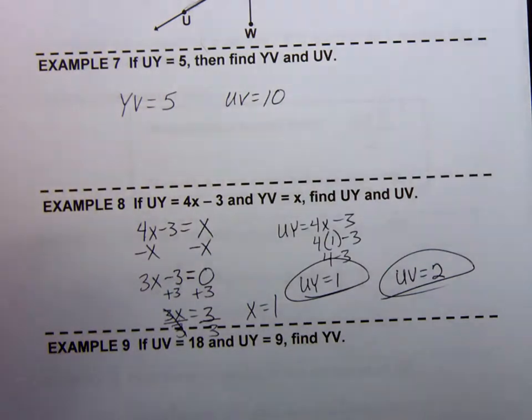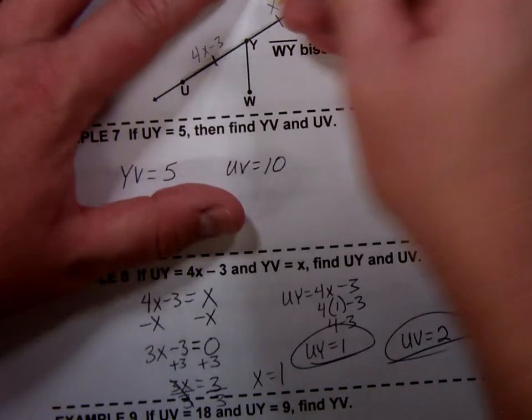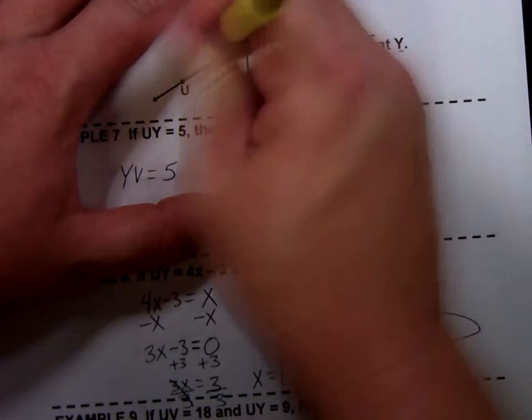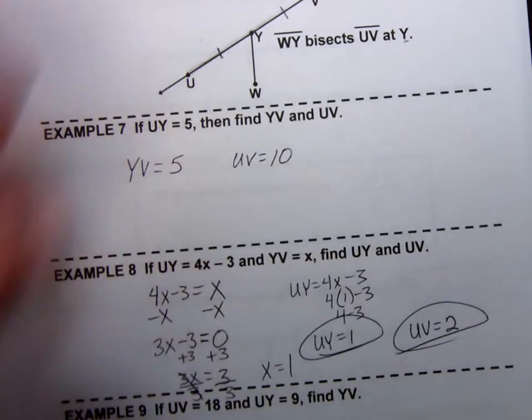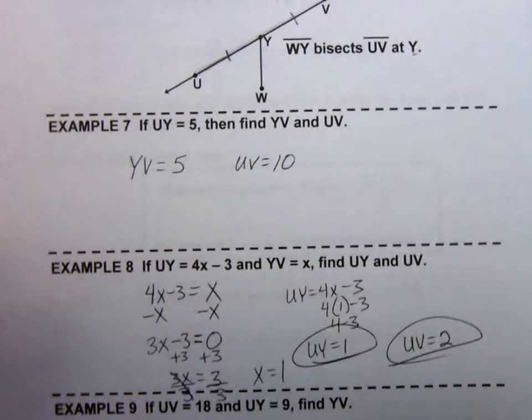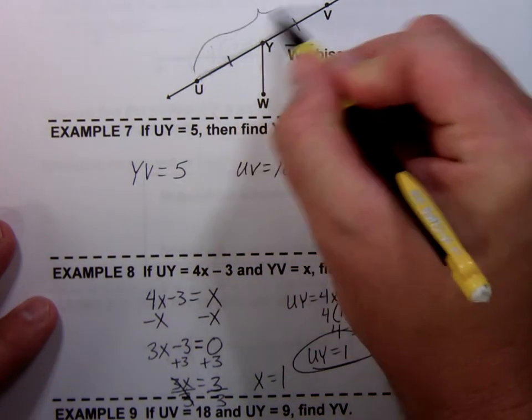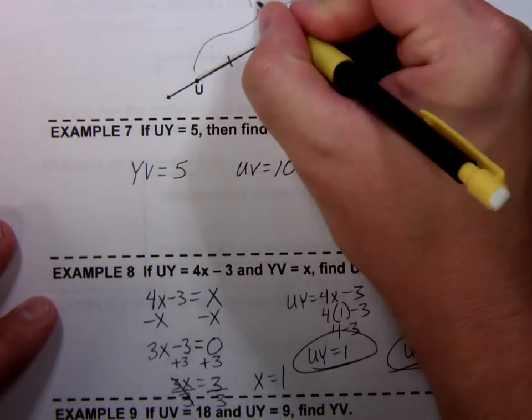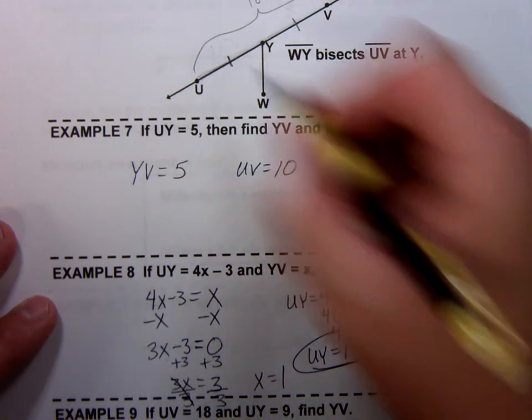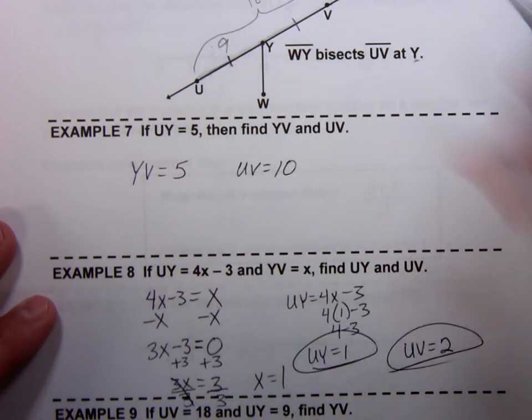Last one. Let's erase the information from the previous problem and write in the new information for example 9. It says, if the distance from U to V is 18, and the distance from U to Y is 9, find the distance from Y to V.